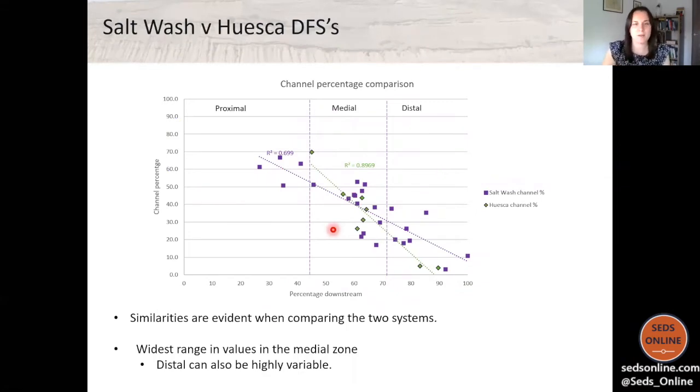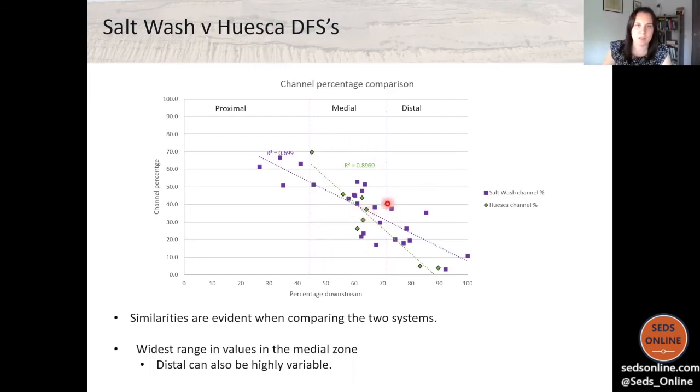So there are similarities when we compare the two systems. As I said, this is for the channel percentage comparison. We see that downstream decrease in channel presence. However, those trends are much more apparent in the green data set, which is the Huesca fluvial system, whereas the salt wash seems to be a little bit more smeared out. However, the values for both of those systems do fall within each other. So it's not like we're seeing substantially higher values in the salt wash or substantially lower values in the Huesca. They are sitting all together within a broad cluster.